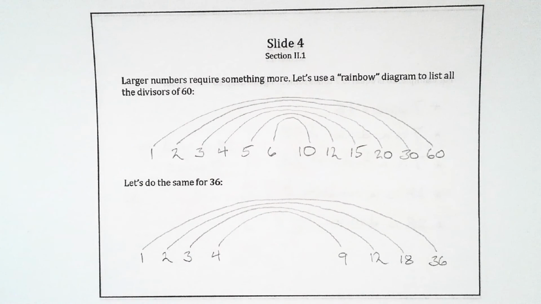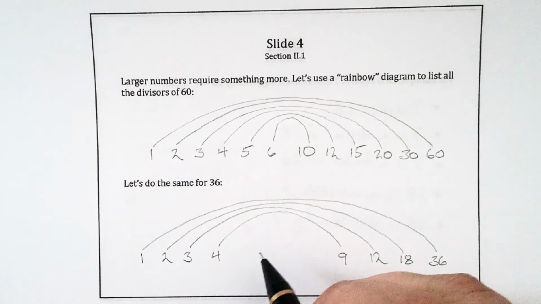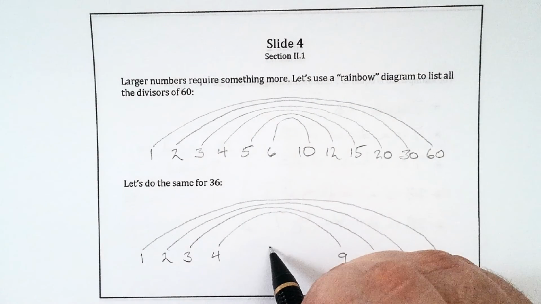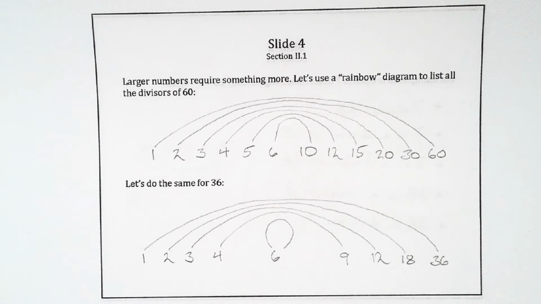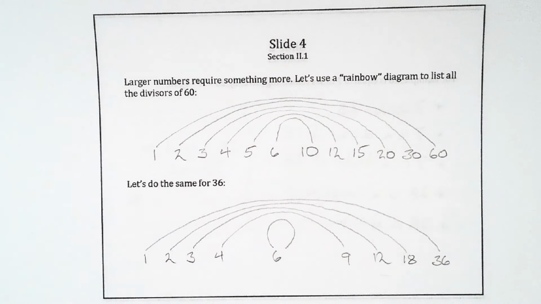And then I have 6. I have 6 times 6. And since the 6 would kind of be on both sides of the rainbow, what I'm going to do is just put a 6 in the middle and just draw a line to itself. And I know that since I got to the other side of the rainbow now, I'm done. There are no factors up here that I've missed. So these are all the factors of 36.